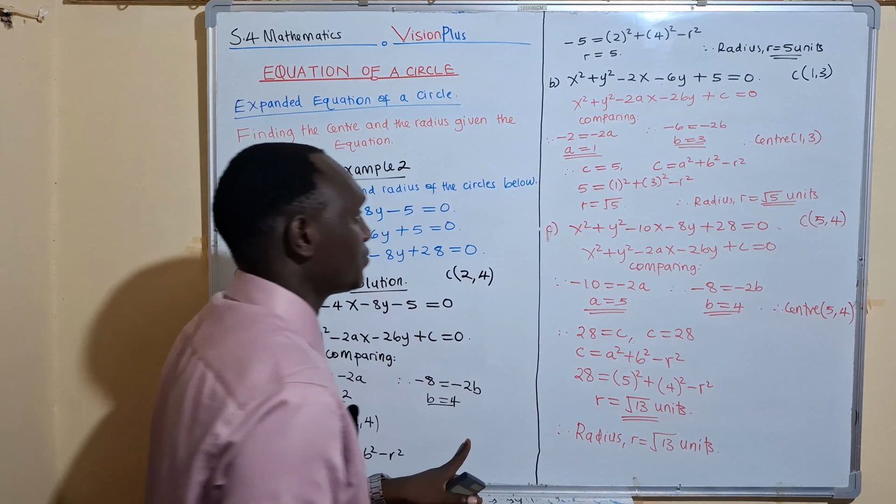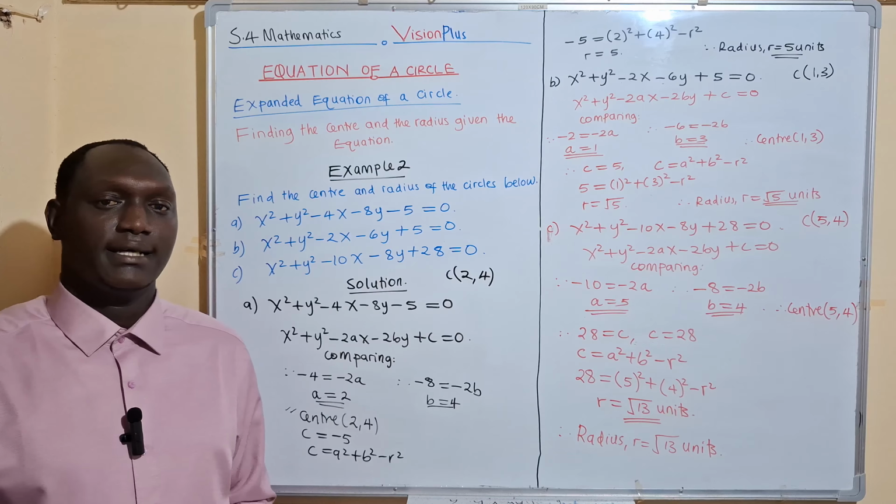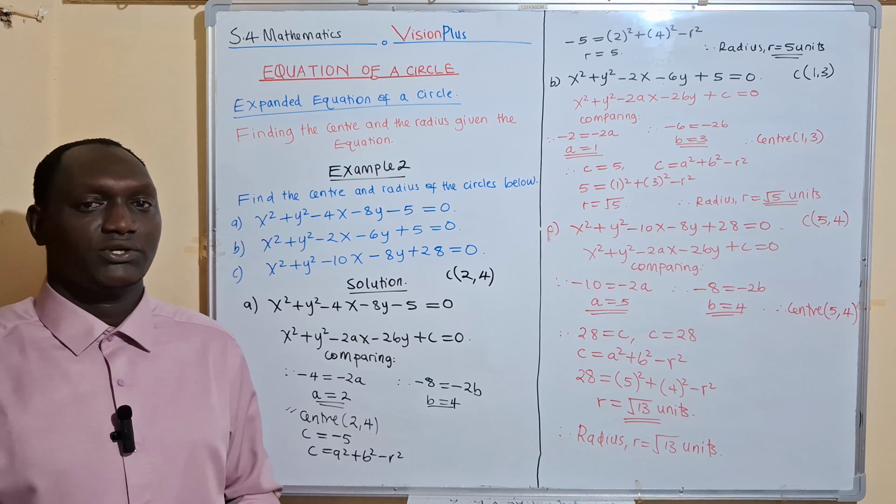So this is the solution to example 2 under finding the center and the radius given the expanded equation of a circle.